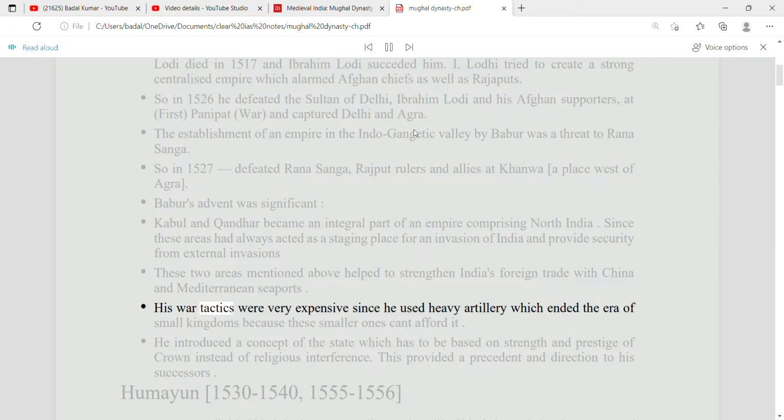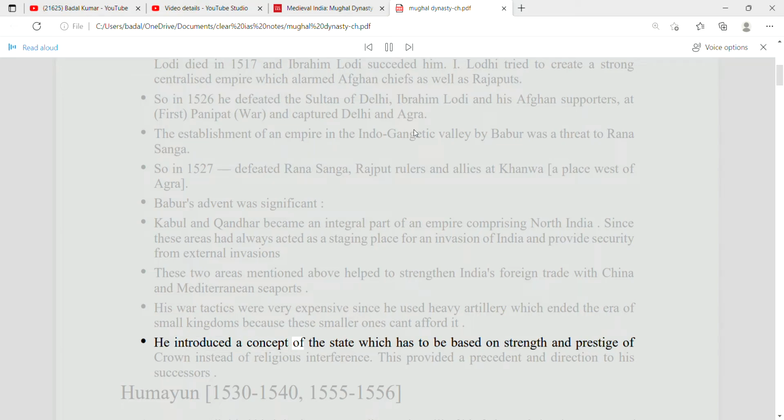His war tactics were very expensive since he used heavy artillery, which ended the era of small kingdoms because smaller ones couldn't afford it. He introduced a concept of the state based on the strength and prestige of the crown instead of religious interference. This provided a precedent and direction to his successors.